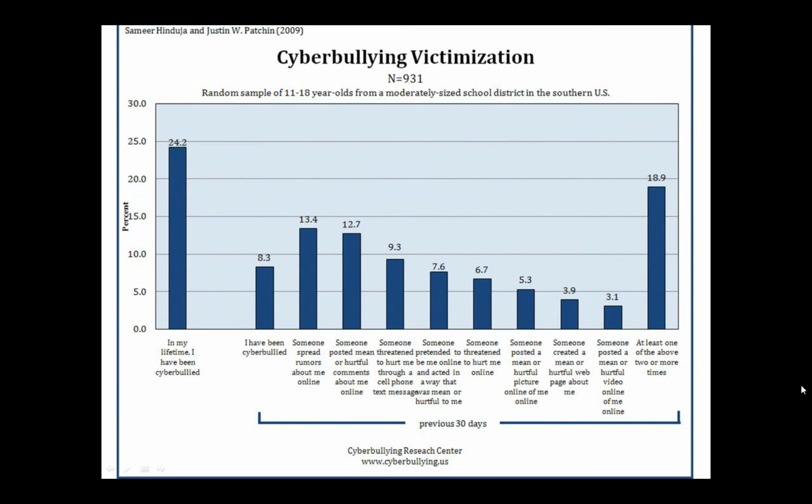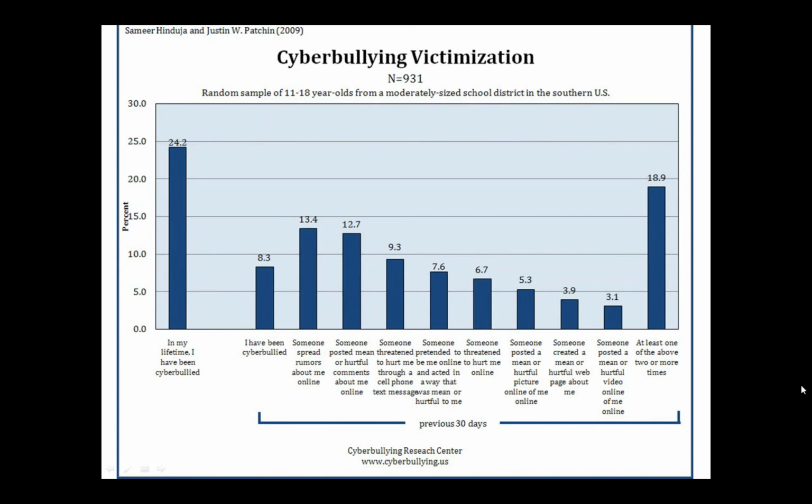Some spread rumors about me online, about him or about her. 13% of people say that. 12.7%: someone posted mean or hurtful comments about me online. So one is spreading rumors about him, and the other is using offensive words against him. Someone threatened to hurt me through a cell phone text message, 9.3%. Someone pretended to be me online and acted in a way that was mean or hurtful to me. Someone threatened to hurt me online, again the same.